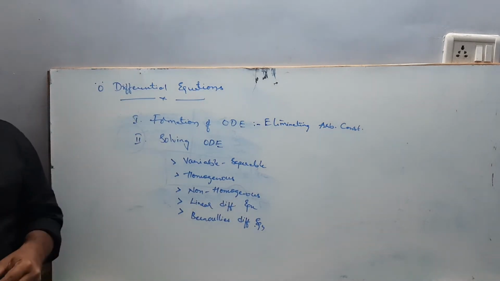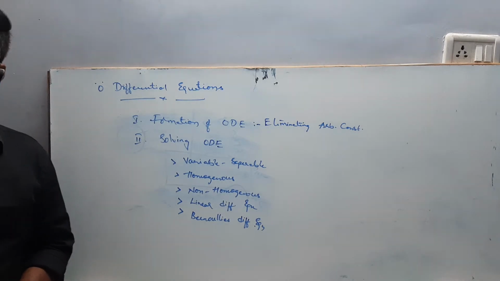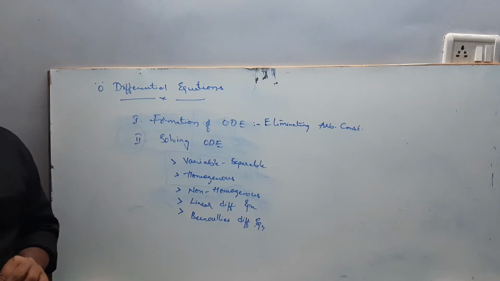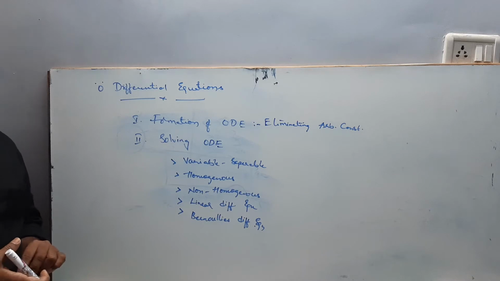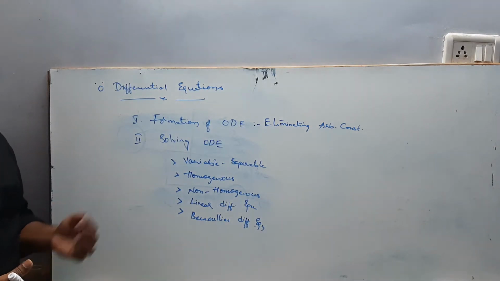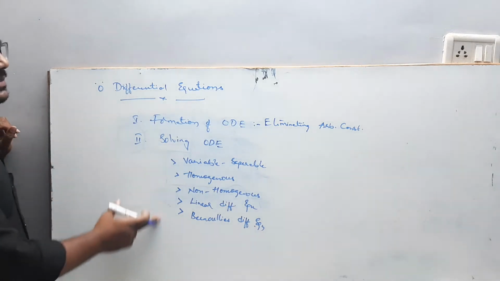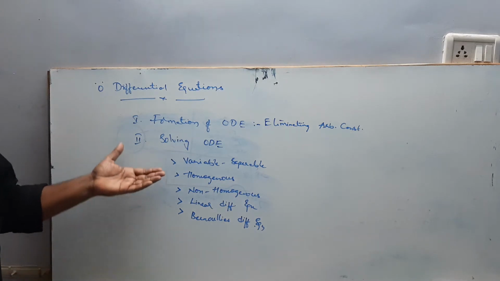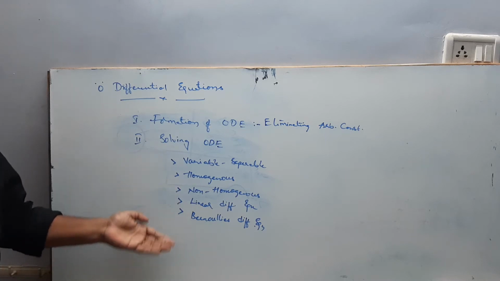Be clear, my dear students. This is a very interesting topic called ODE and PDE. It's a part of calculus. We are talking about ordinary differential equations, which are divided into two topics. One is formation, how to convert an algebraic equation into a differential equation. And the second, how to convert a differential equation into an algebraic equation. These are certain methods, step by step. If it is not variable separable, we go for homogeneous. If it is not, we go for non-homogeneous. One by one, the methods are there.